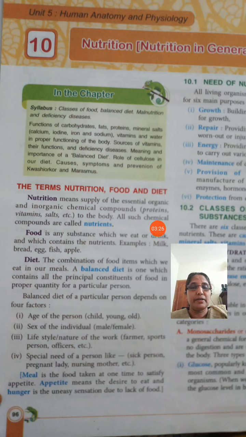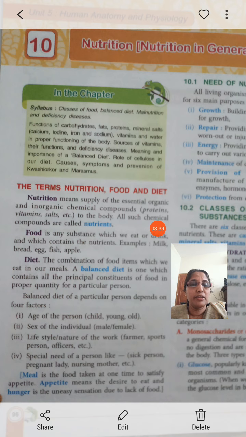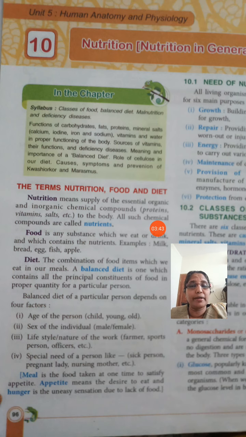That is our diet. A balanced diet meaning the diet, the food that we take at a time that contain all the necessary nutrients in the necessary amount in proper quantity is the balanced diet. Then again the balanced diet may vary according to the age of the person.